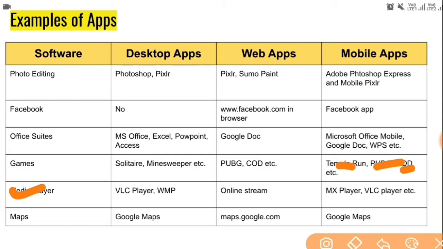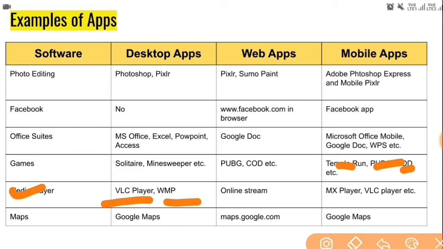Now the next thing is media player, and the media player has some desktop apps, some web apps, some mobile apps. Like a desktop app, if you want to hear music, we can just install VLC player or WMP. It means Windows Media Player.